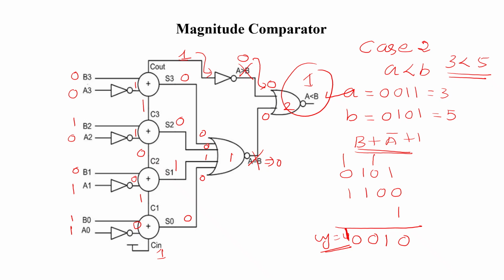So likewise you will check another case. Case 3, A value 3, B value 3. So A is equal to B. Likewise, you follow the manual calculation and substitute the values inside the circuit. You will analyze which output is mapped for the case.